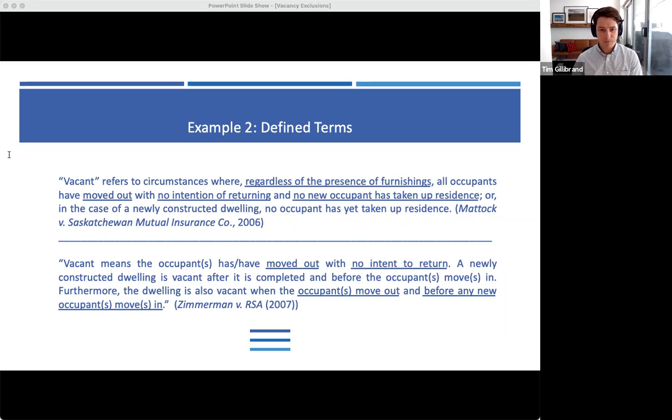The first example says that vacant refers to circumstances where, regardless of the presence of furnishings, all occupants have moved out with no intention of returning, and no new occupant has taken up residence. Or if you're dealing with a new build, no occupant has yet taken up residence. And the second example, which I won't read, is very similar to the first, but it has some subtle nuances, which you'll see in the case law.